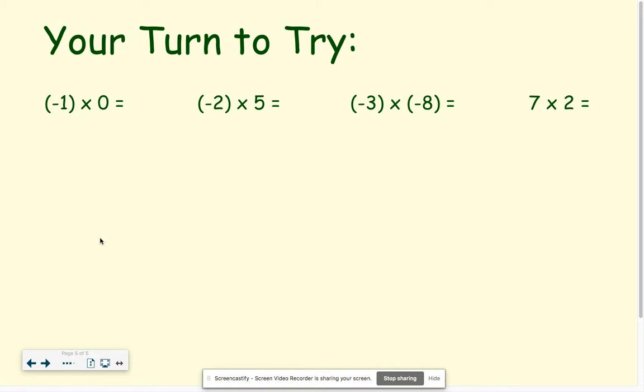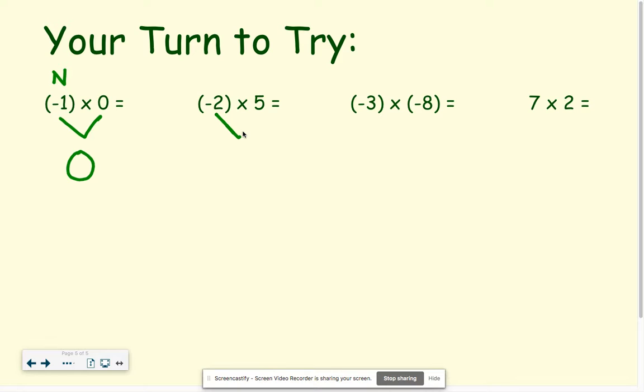Welcome back. Let's take a look if your answers are right. We have 1 times 0 is 0. We had a negative and we have not really a positive. This is kind of a nothing. So this is one of the only exceptions: 0 can't be positive or negative. It's just 0. So the answer would be 0.